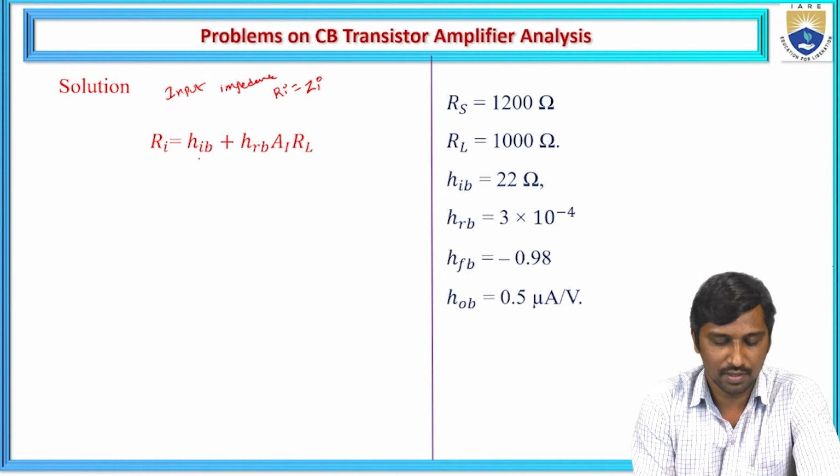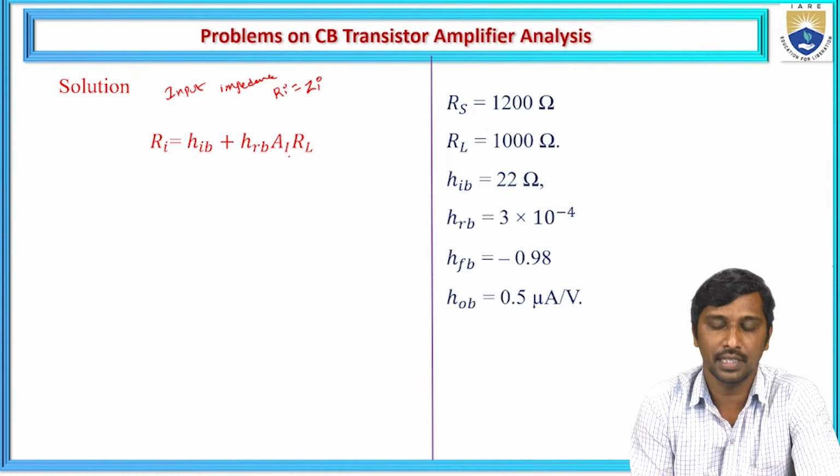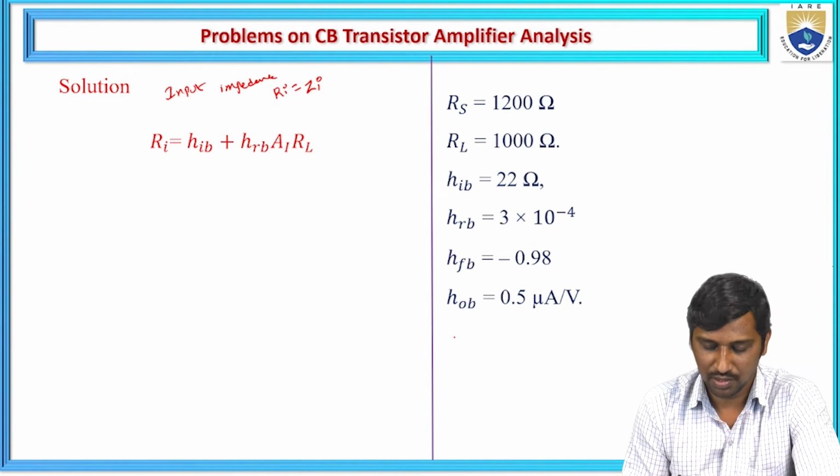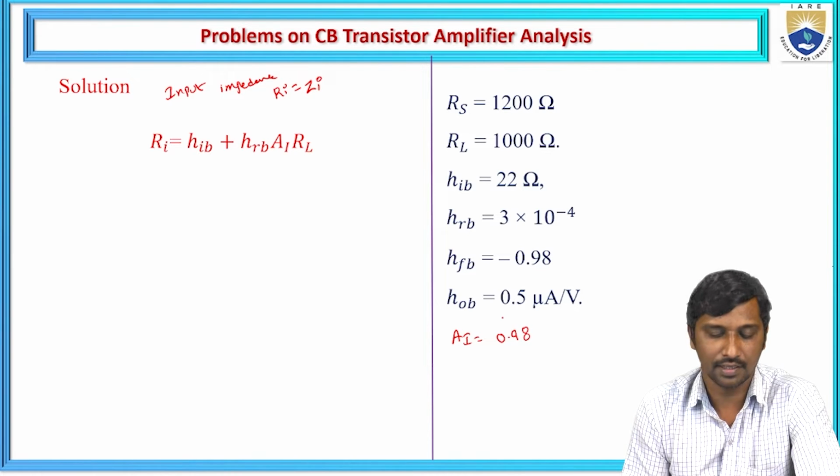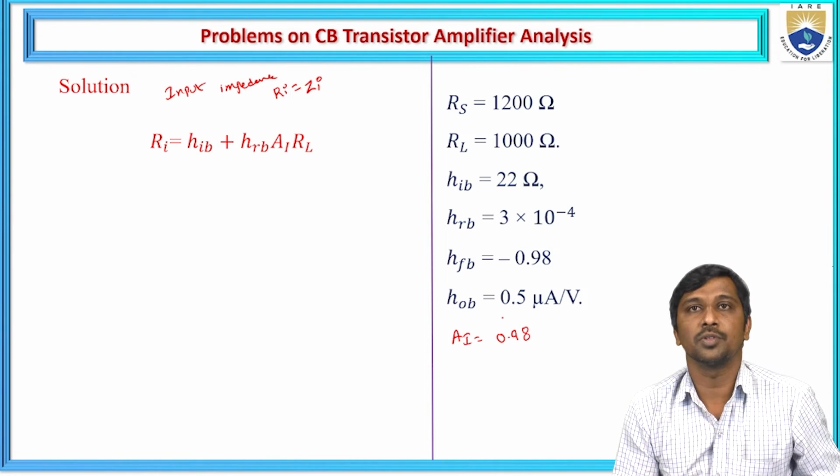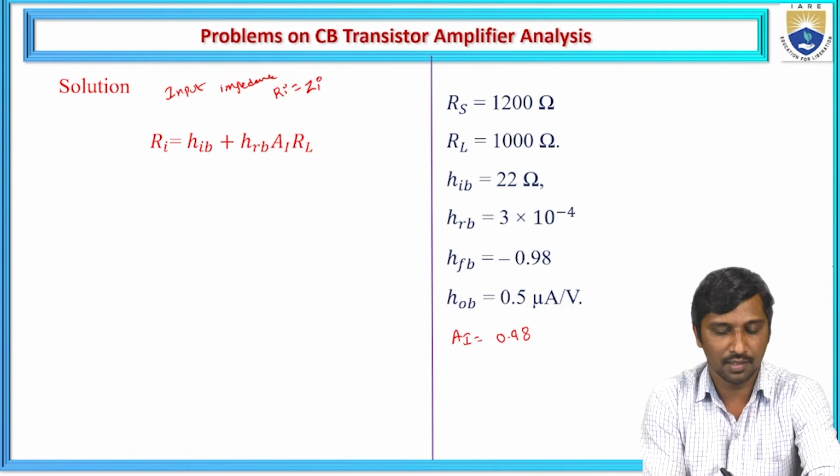So here, hib is a known parameter and hrb is also a known parameter. RL is a known parameter. Ai, just now we got this value. How much is the value of Ai? We observed that it is 0.98. So hence, I'm going to substitute all these parameters here.